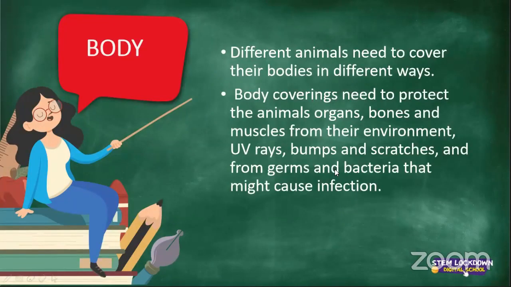Okay, now we are going to the body. Different animals need to cover their bodies in different ways. Remember we said depending on where the animal lives, what its purpose is, its body covering will be because of that. Okay, body coverings need to protect these animals' organs, bones, and muscles from the environment, from UV rays, from bumps and scratches, and from germs and bacteria that might cause infection.